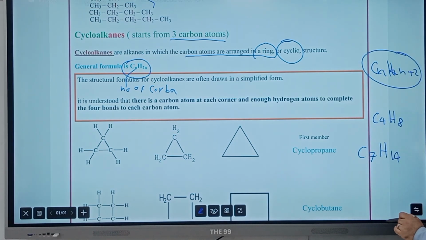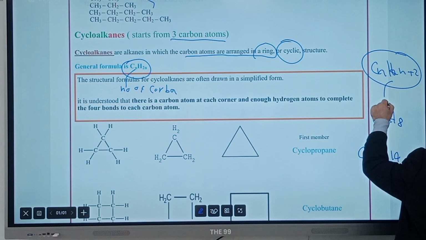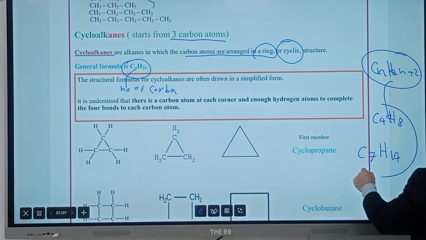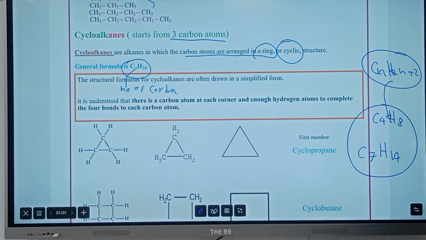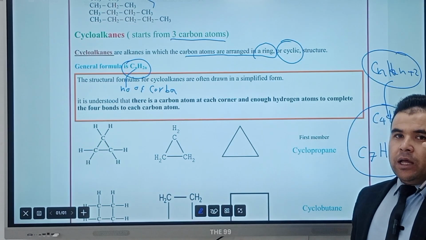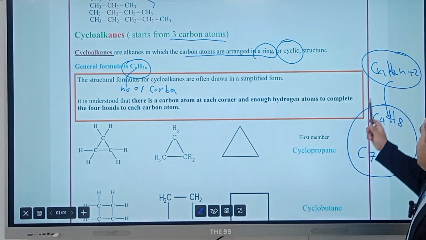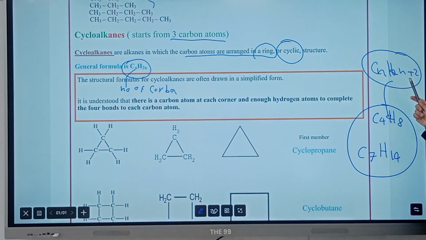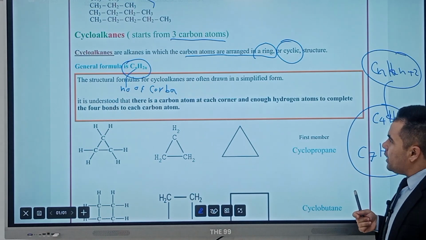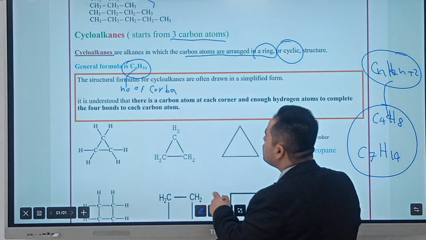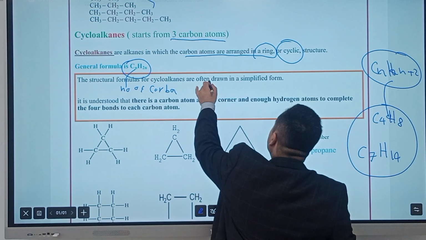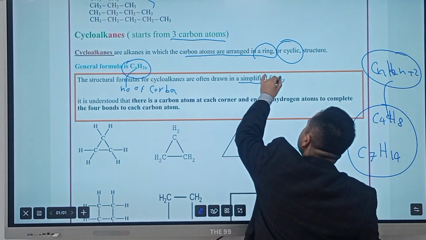CnH2n+2 is for alkane. As you can see, from the alkane to the cycloalkane, there are two hydrogens in difference. So every alkane with the same number of carbons has 2 more hydrogens than the corresponding cycloalkane. The structural formula of cycloalkane are often drawn in a simplified form.